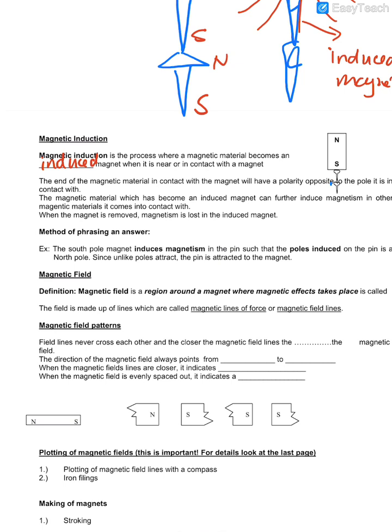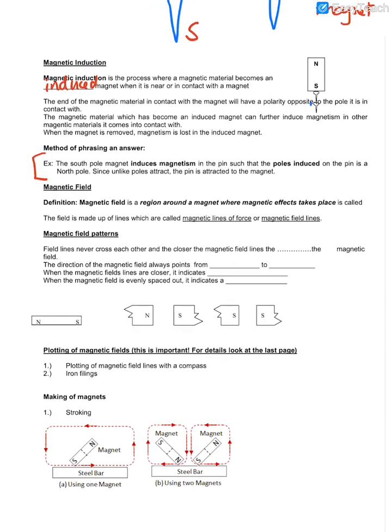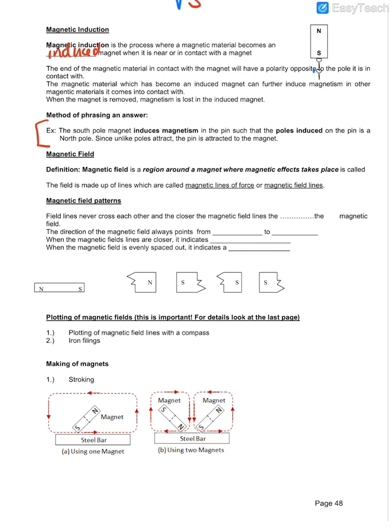Okay, later on, I will focus on the phrasing of the answer for this. Here I give you a generic way of how to phrase. But later when we talk more about induced magnetism, I will explain further and get you to practice writing it down. Okay, so you cannot see it, but there's something around the magnet that is known as a magnetic field. So the definition again, maybe the worst thing in this chapter is the definitions because you need to memorize it. Okay, the magnetic field is a region around a magnet where a magnetic effect takes place.